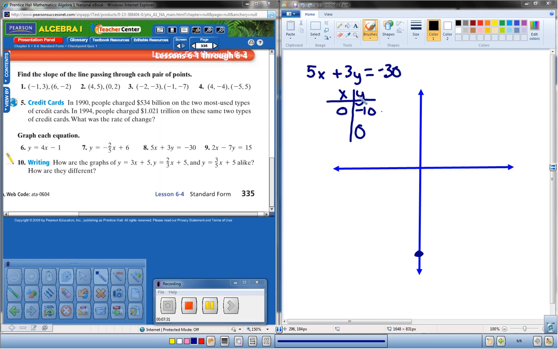The next thing I'll do is make y 0. If y is 0, then 5x equals -30, which means you're going to have -6 as your value of x. So I'm going to put a dot at -6 and 0. That's all I need. Two points determine a line. I will now graph the line connecting those two points.